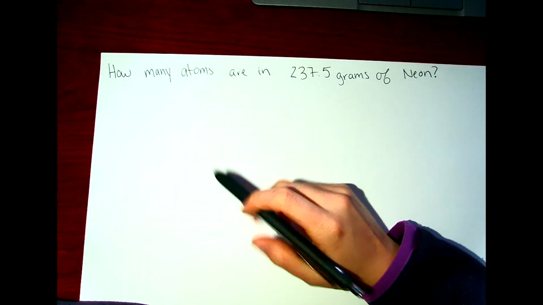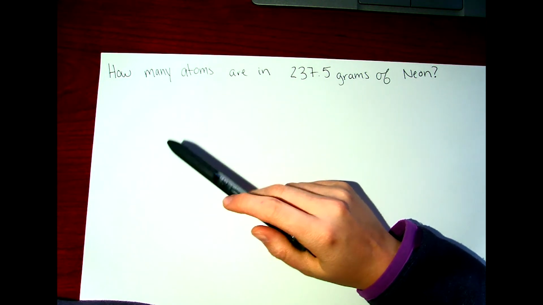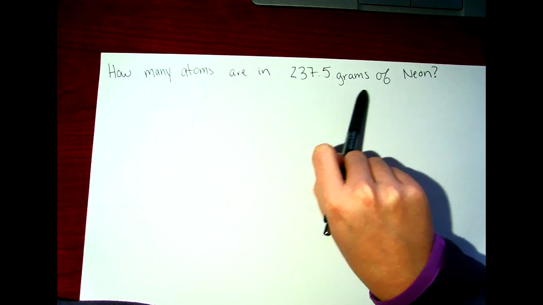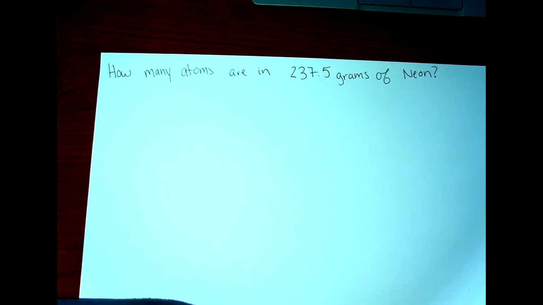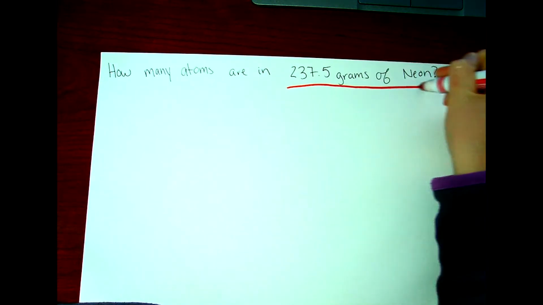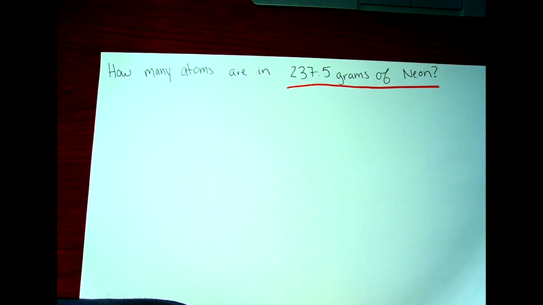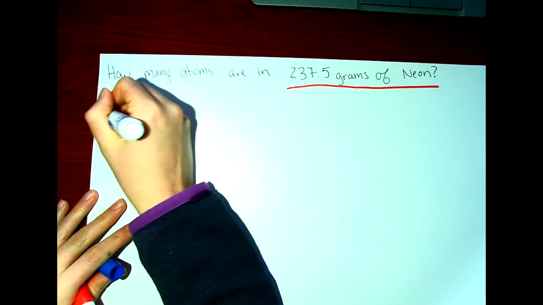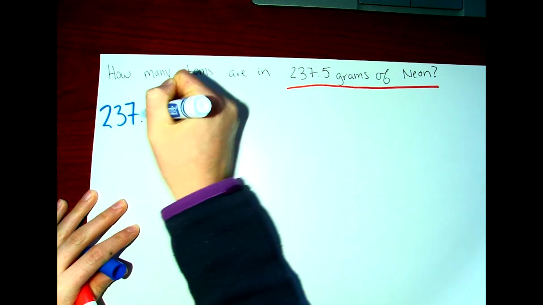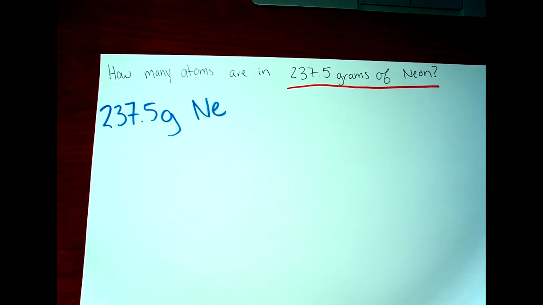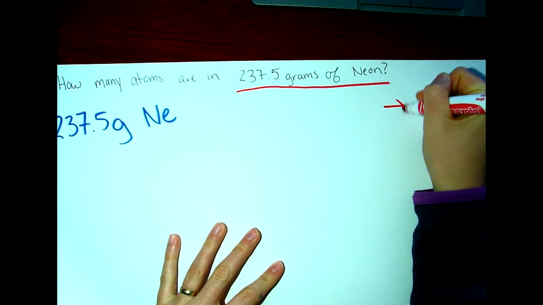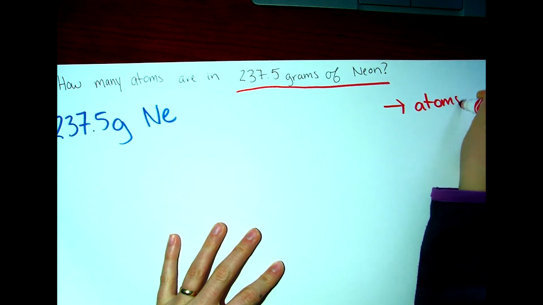All right, so now we'll look at this question that asks how many atoms are in 237.5 grams of neon. So we'll look for our given, and we see that we've got 237.5 grams of neon, so we'll go ahead and write that down. Okay. Now I'll read our question again. How many atoms are in? So we need to find atoms, so we'll write that down. That's what we're trying to solve for, is atoms.